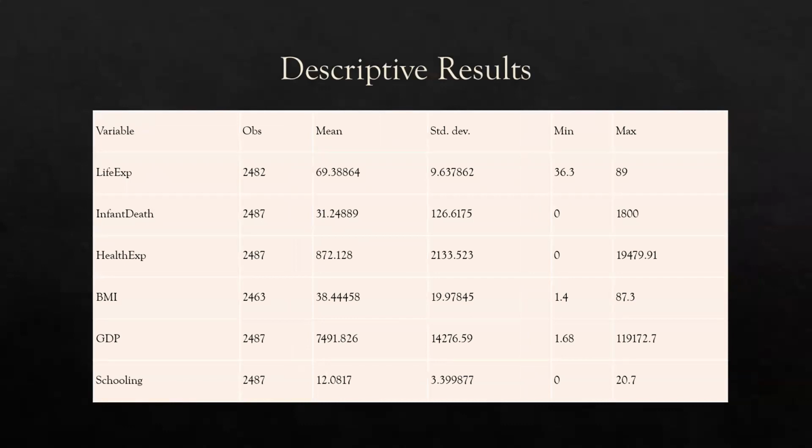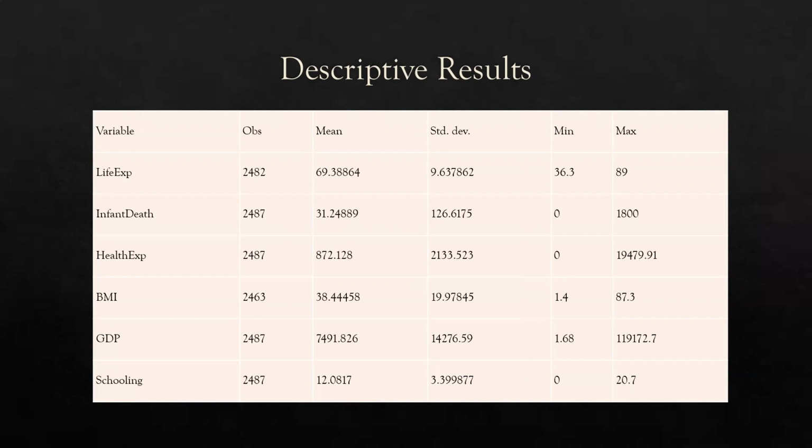This slide goes over the descriptive results. There were about 2,482 observations in the data source. The life expectancy mean is 69.388. This means that throughout the model, the average life expectancy in the world is about 69 years. The standard deviation is 9.637. The minimum life expectancy is 36.3, and the maximum is 89.